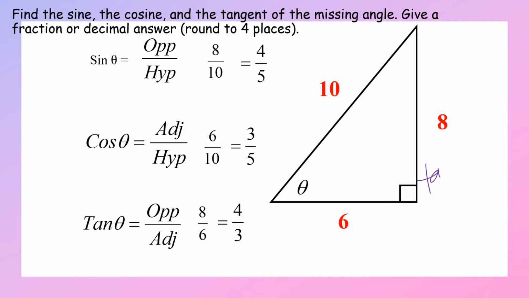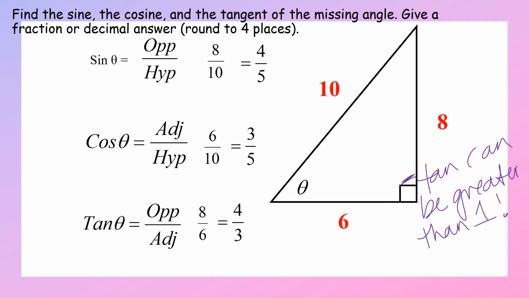Tangent can be greater than 1. And that is the only one that can have an answer that is greater than 1. So sine or cosine have to be a decimal or a fraction that is less than 1. Tangent can be, you know, from 0 or greater than 1.